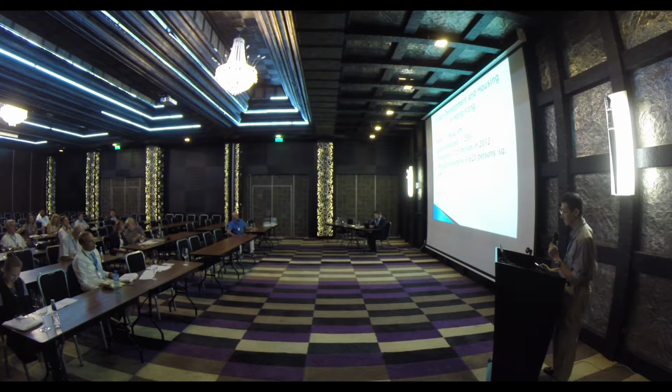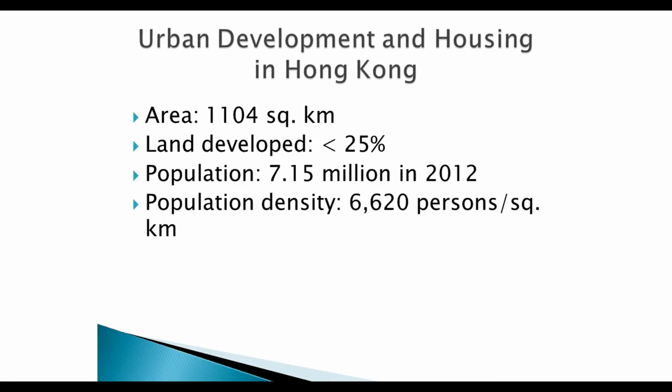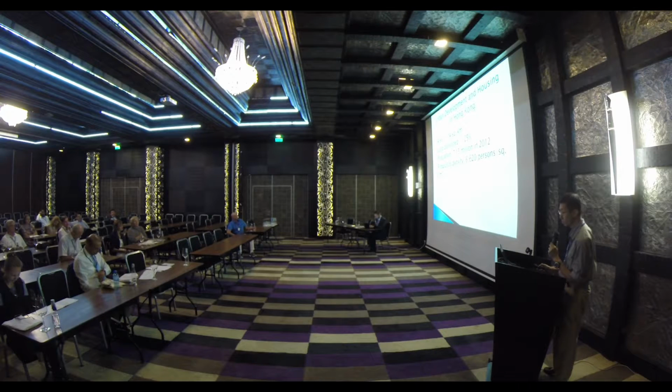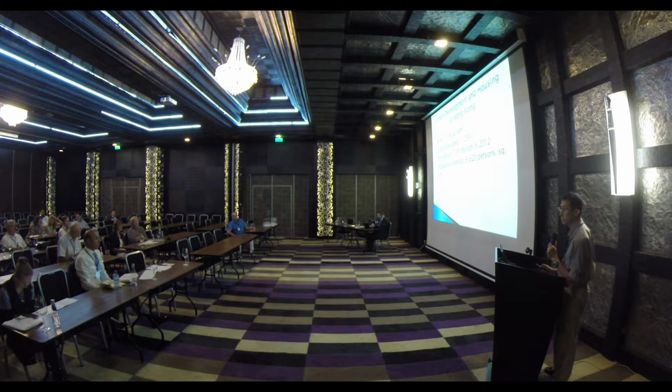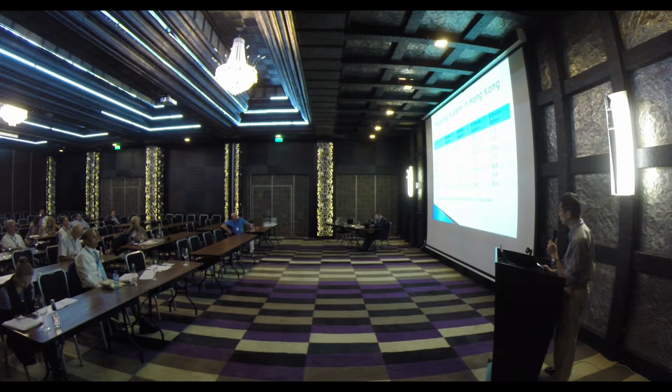As a result, we have a very high density of population, 6,600 persons per square kilometer, and it puts a lot of pressure on the housing resources. And that's one area in which we see massive intervention by the government in the market. Hong Kong is known for its free market, but certainly in the housing sector, that's not the case. The government is heavily involved in the supply, particularly in the supply of residential units to the market. And that is immediately apparent from the following figures.